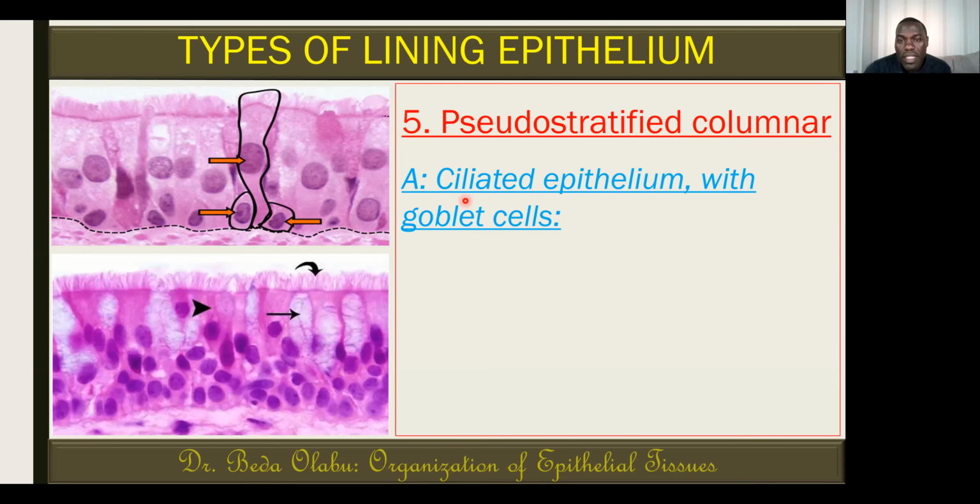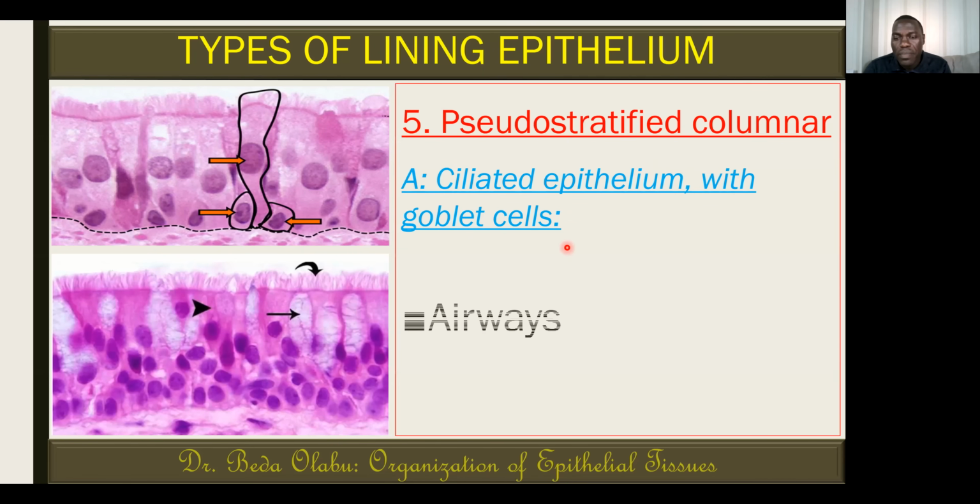It means that this epithelium has cilia. As you can see here, this is the cilia. It also means that this epithelium has goblet cells. Goblet cells are mucus cells, like these ones. The ones that don't take the stain, those are the mucus cells. We call them goblet cells. So, pseudostratified columnar ciliated epithelium with goblet cells.